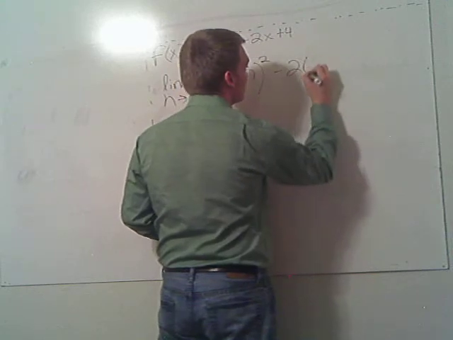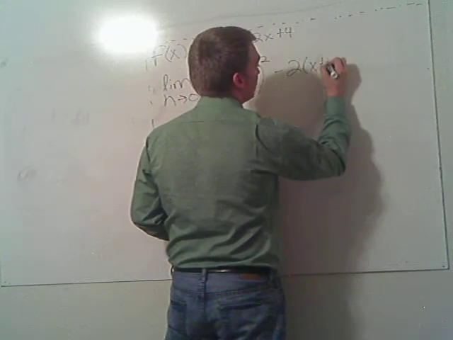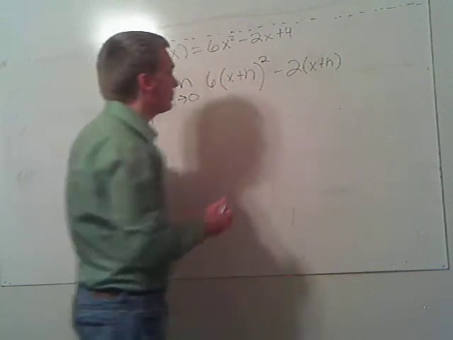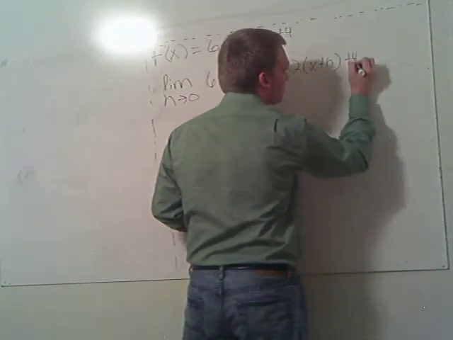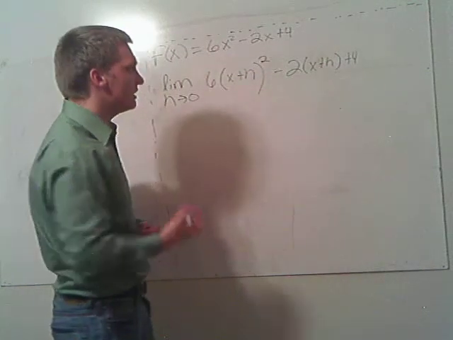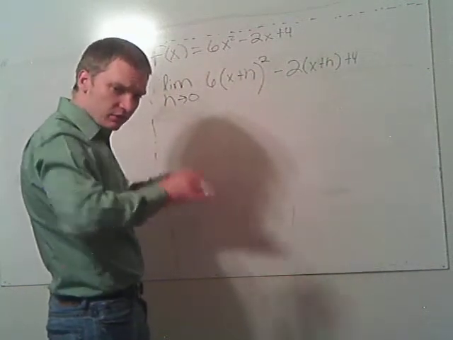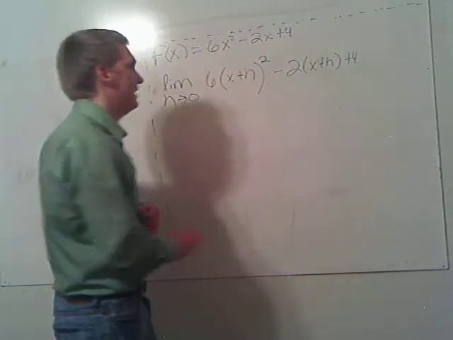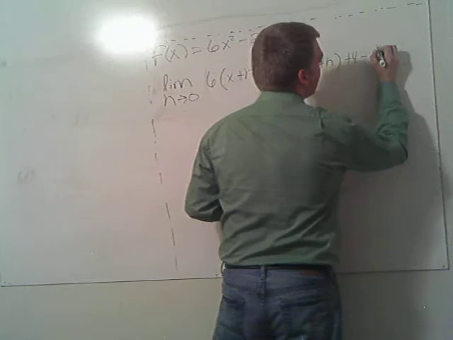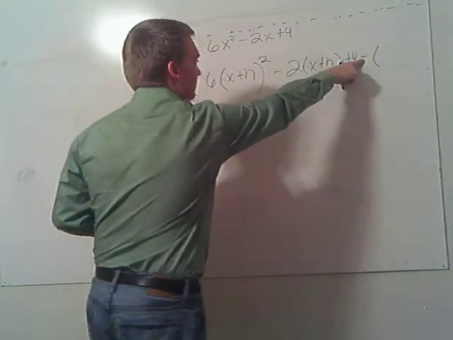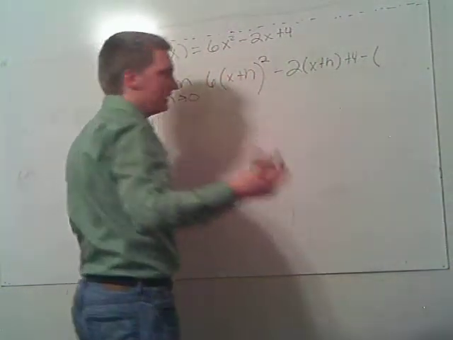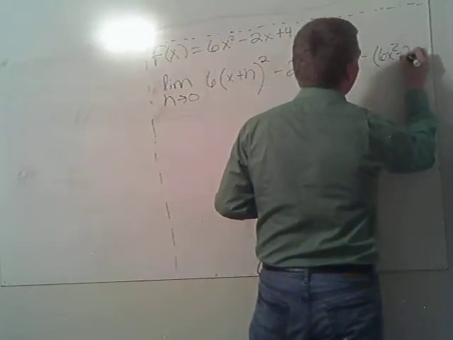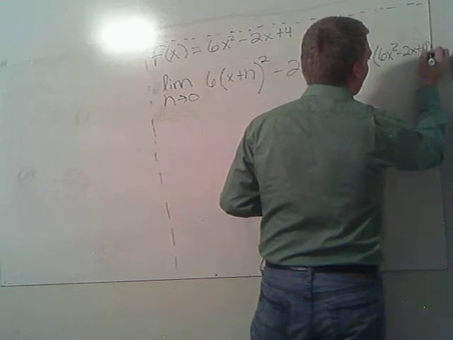Minus 2 times x plus h, of course. There is no power, or it's 1, but we don't use that. Plus 4, plus this little constant. It'll factor its way out in the end, but for now we have to use it. Minus, and use your parentheses here so you don't mess up this sign or any other sign, your function, 6x squared minus 2x plus 4.